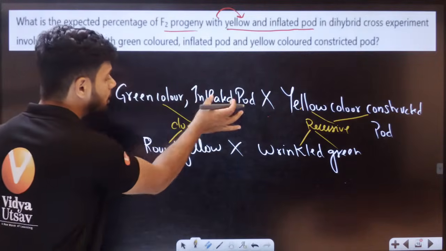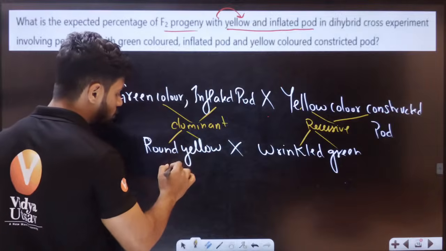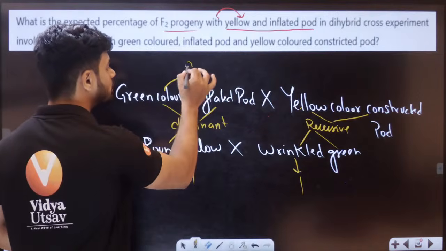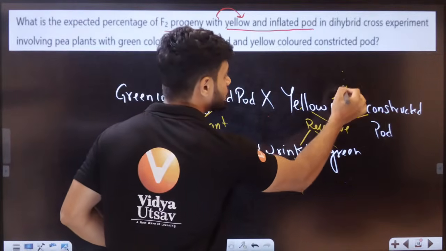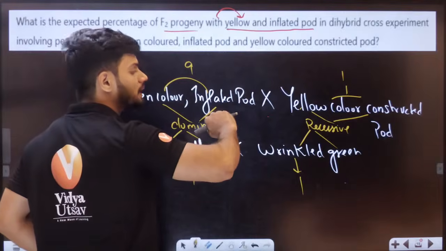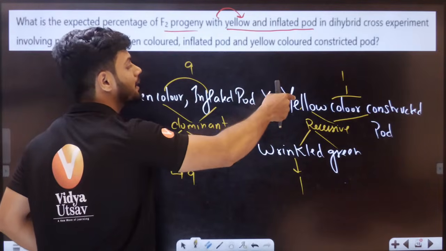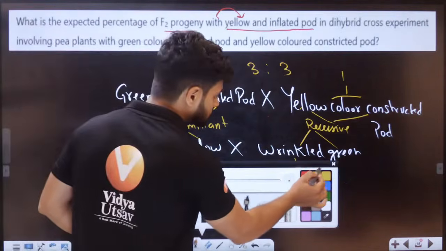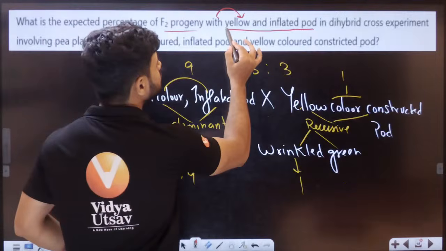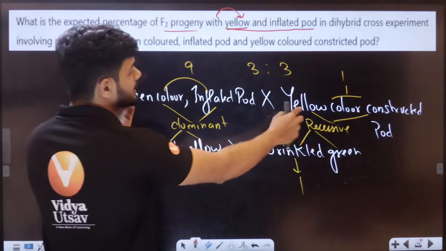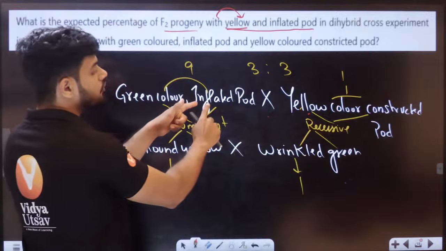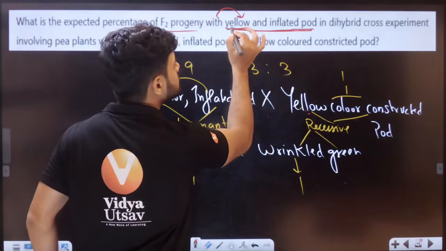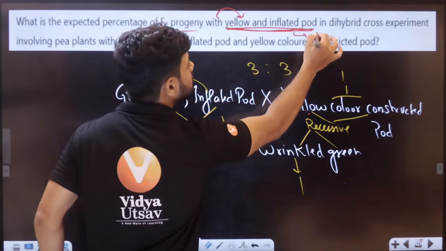So both are your parents. This parent was always 9, this parent was 1. So here also, this is going to be 9 and this is going to be 1 only. Whatever hybrid we get in the middle is going to be 3:3 only. In your example, they have given you one hybrid, yellow from here and inflated from here. So between these they have made a hybrid. The number of yellow and inflated will be 3.